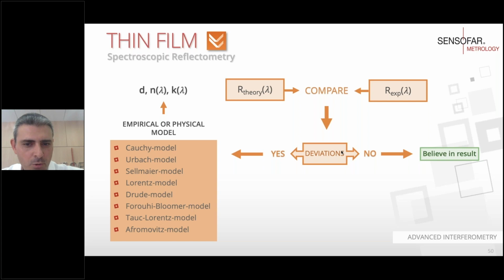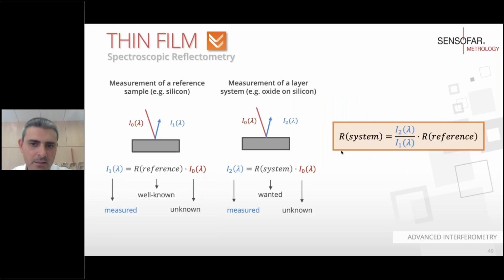So let's do an iteration on mathematics. If you give me a given thickness, refraction index, and extinction, that is, the properties of the material, we can calculate what the reflectivity of the surface should be. This is a theoretical calculation, and there are many different ways to compute that reflectivity. There are different mathematical models like the Cauchy model, the Sellmeier, the Lorentz, and using the Fresnel equations. And on the other side, we have the reflectivity measured using this technique.